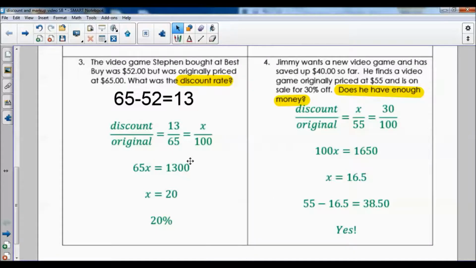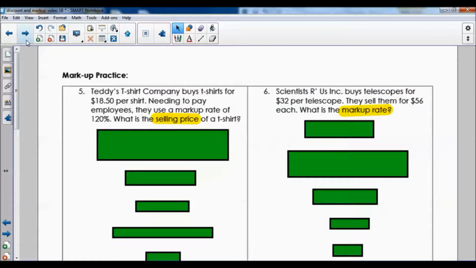Okay, time to try some markup problems. So remember, for markup, we're going to be adding at the end if we have to find the total price. Okay, so the first one, Teddy's T-shirt company buys t-shirts for $18.50 per shirt. Needing to pay employees, they use a markup rate of 120%. What is the selling price of a t-shirt? Okay, so the selling price is how much they're actually selling it to the consumers.